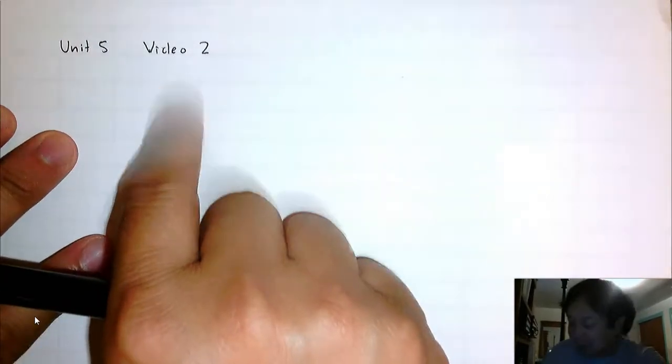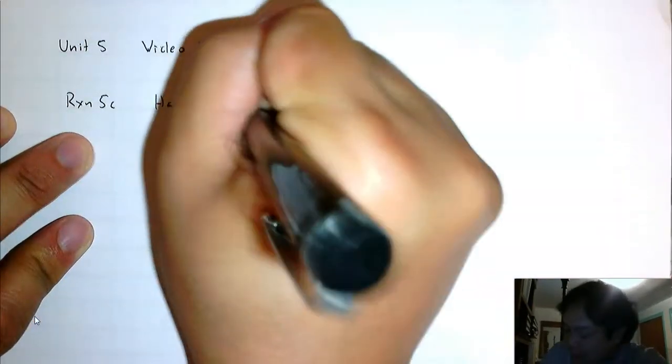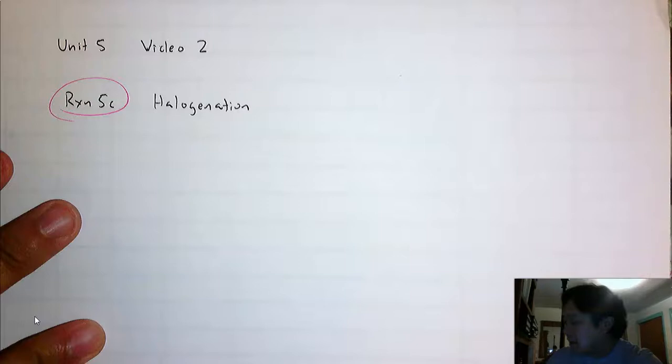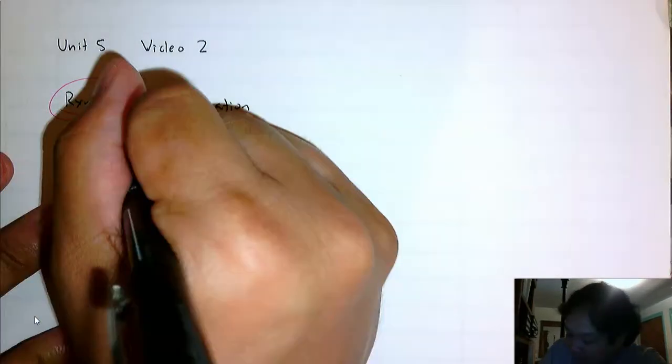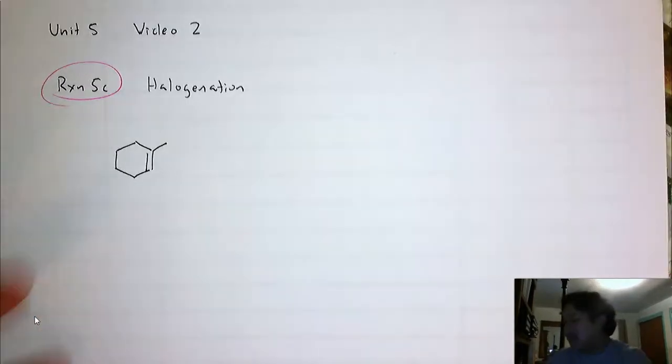Unit 5, video 2. We are up to reaction 5C. 5C is called halogenation. We had hydrohalogenation. What is halogenation? Halogenation is now we're adding two halogens, and they're going to be the same type of halogen. If I have, let's start with, that's going to be an interesting molecule. Let's start with that.